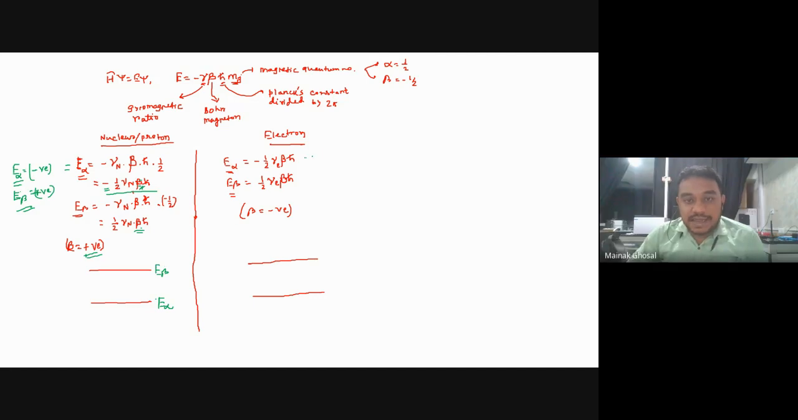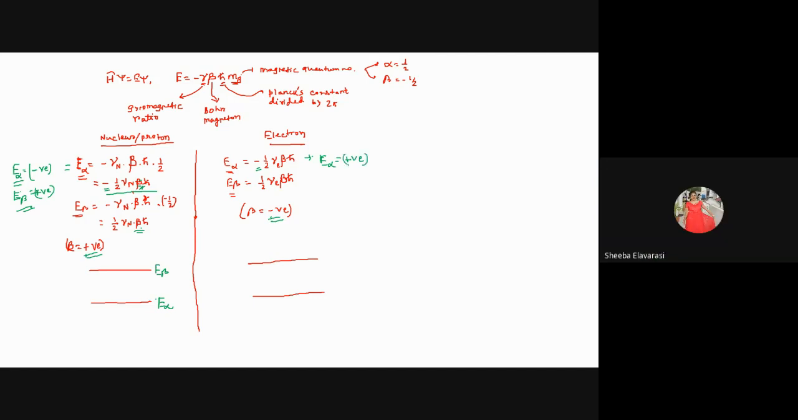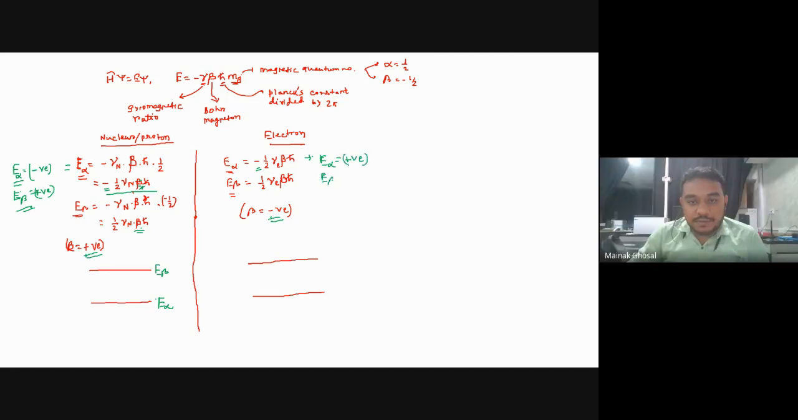Now in the case of the electron, you can see that beta is negative. So E alpha, which has a negative sign, will be positive. Similarly, for E beta, if you put beta negative, this term will be negative. So here E alpha will have higher energy because it is a positive value, and E beta will have lower energy because it is a negative value.